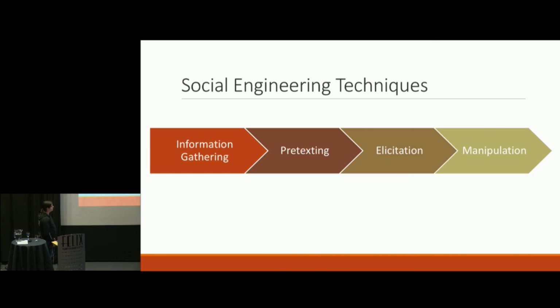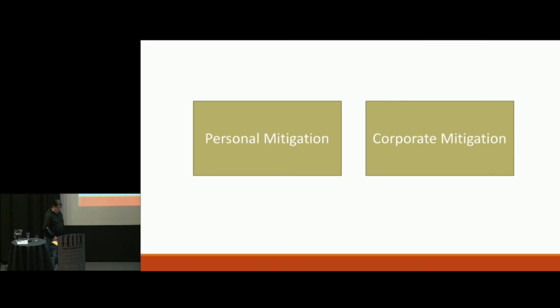And off the back of that, we looked at some manipulation techniques and looked at the differences between influencing, which is a win-win scenario, and manipulation, which is a win-lose scenario. So one person benefits while the other person loses. And then finally, we looked at some personal and corporate mitigation techniques.